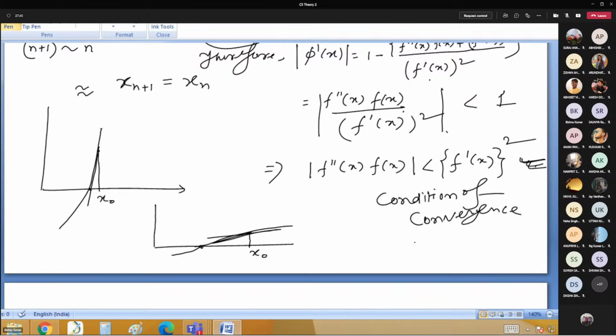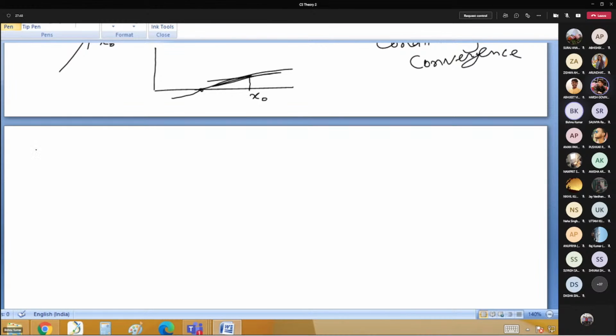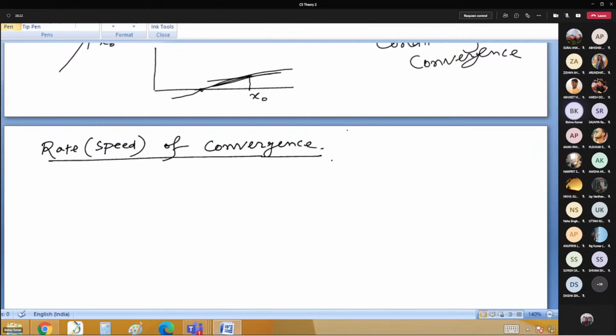Okay. Now let me see or check the rate or speed, at which speed it is approaching the solution. Suppose it is converging and you will get the root. Then what is the speed of that? For that purpose, I am going to do a little bit of mathematical calculation.